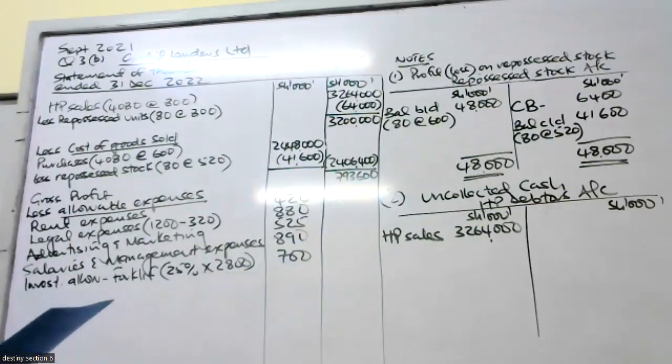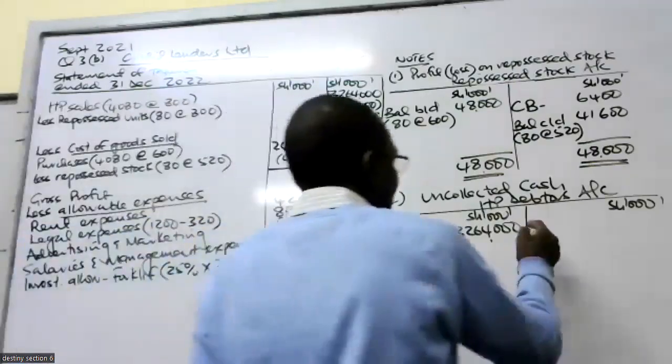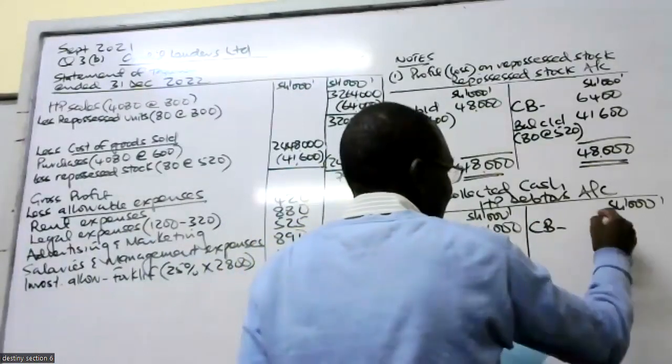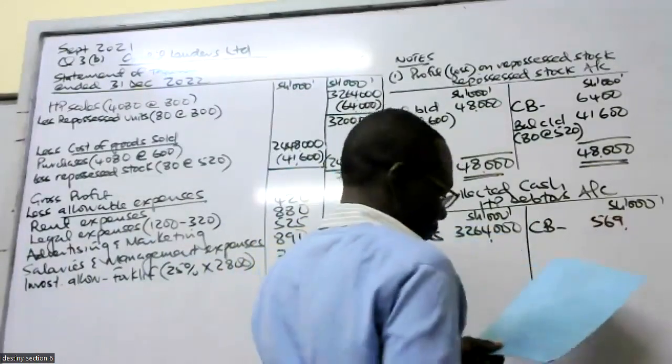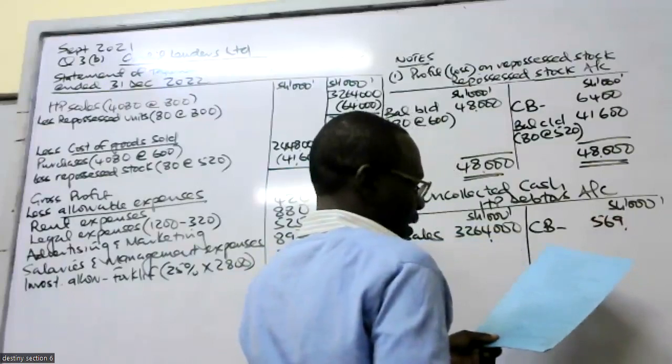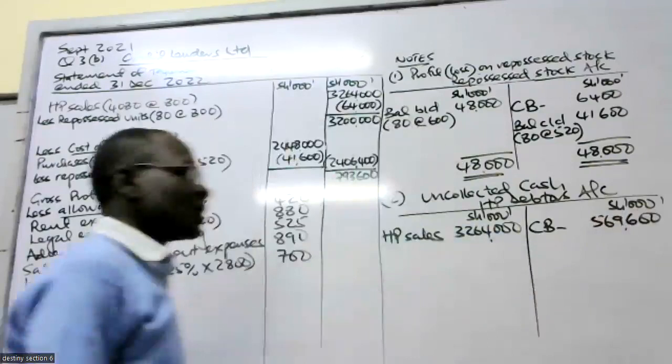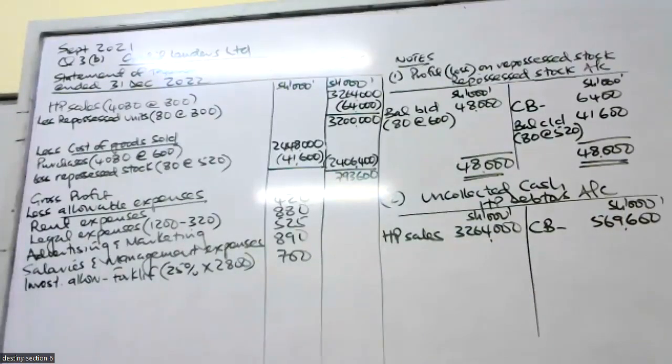Out of that sales, some cash was received. The cash that was received is at the end of note 3, collections of 569,600,000. So we'll assume this amount was banked. So in the cash flow, they banked 569,600. That was banked.